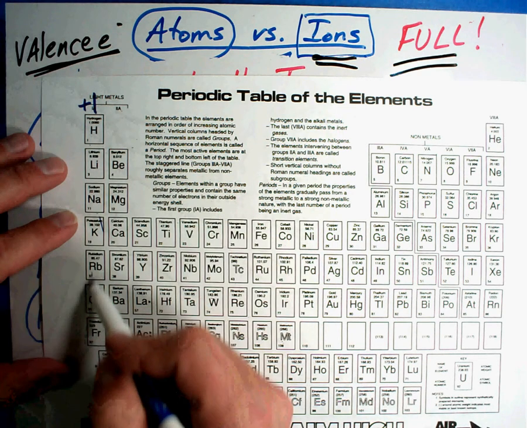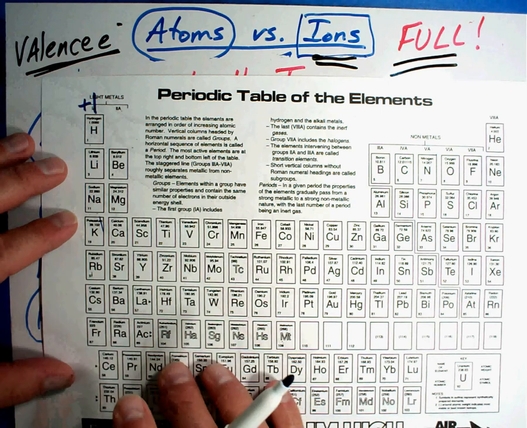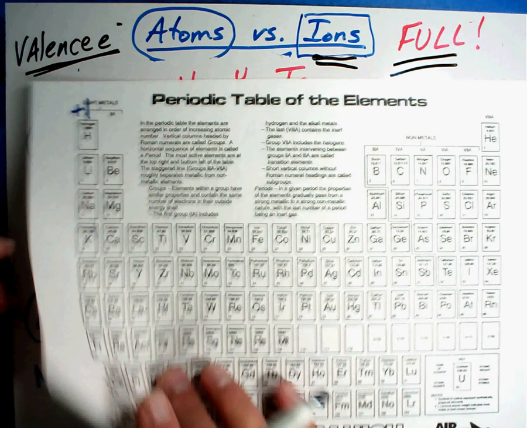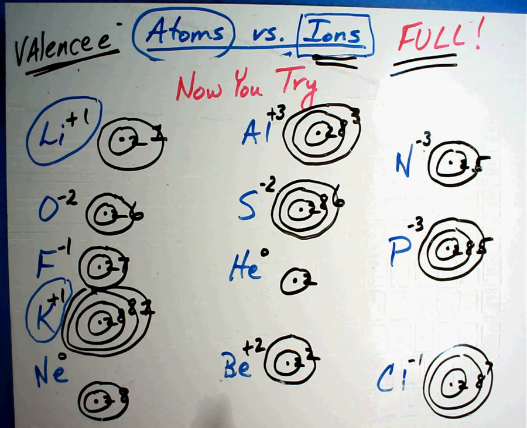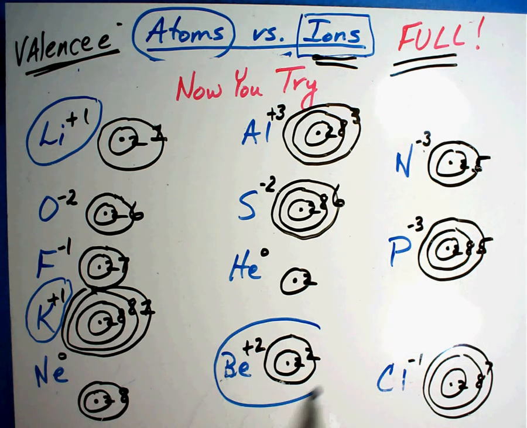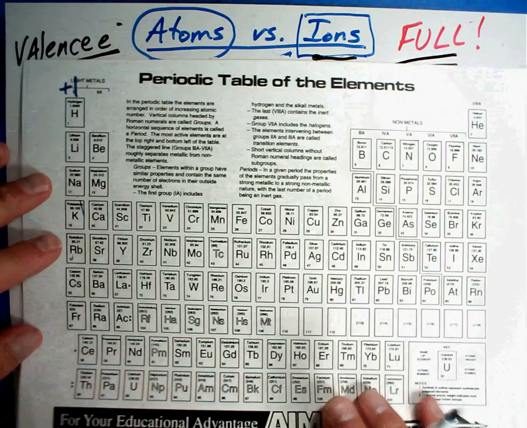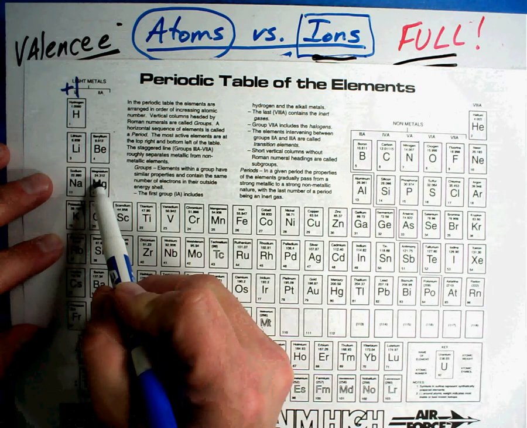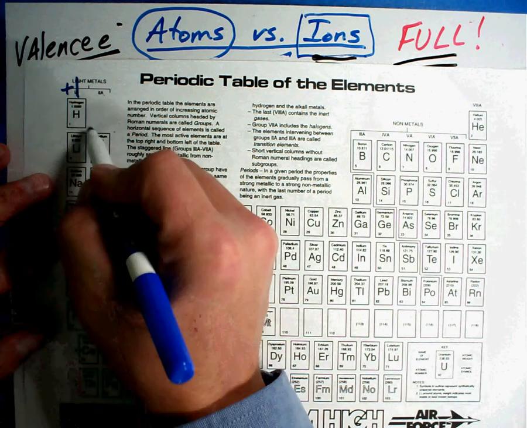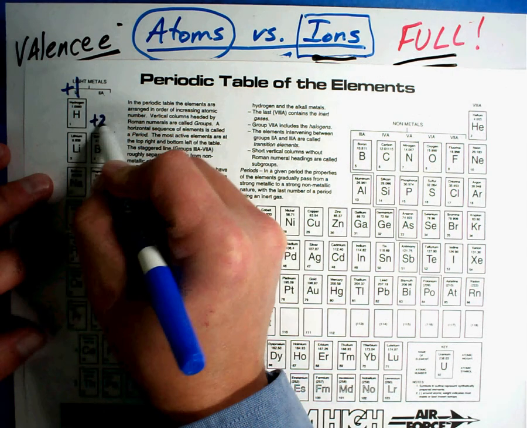Let's look at beryllium. And if you look back at your notes, when we did magnesium, you'll see that he was also a +2. Both of them had 2 in the outside ring. So if you have 2 in the outside ring, you're going to always throw them away. Beryllium and magnesium are in the same column. That means they all act the same. Everybody in this column is a +2 charge. Always a +2 charge.